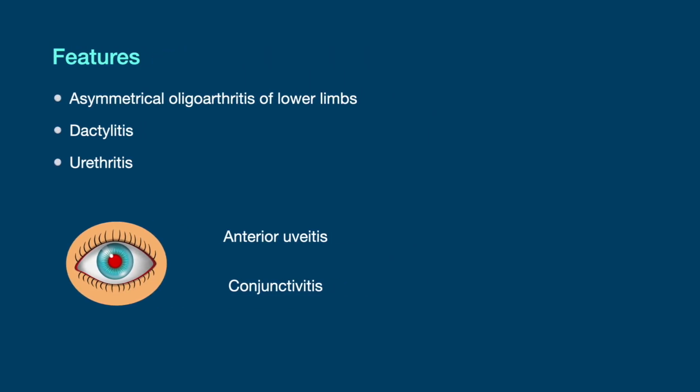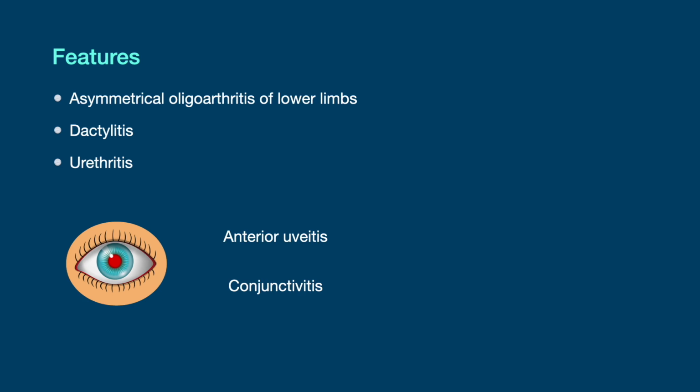Reactive arthritis typically develops within 4 weeks of initial infection. Symptoms generally last around 4 to 6 months. Arthritis is typically an asymmetrical oligoarthritis of the lower limbs, mainly affecting the large weight-bearing joints, usually the knee and the ankles. There also will be presence of dactylitis and symptoms of urethritis.